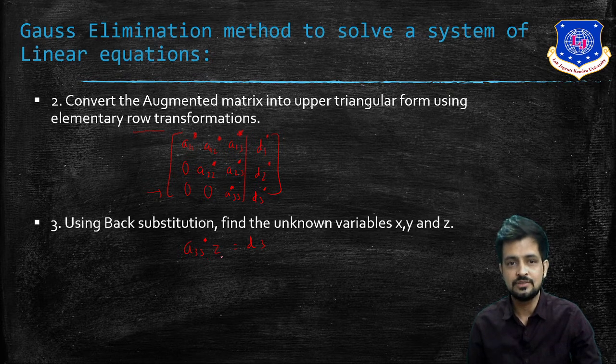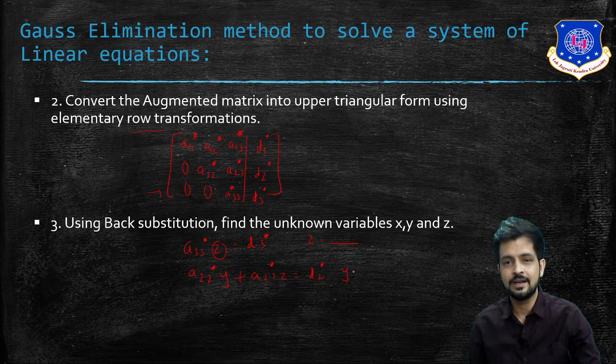Okay, and on the basis of this, you can find the value of Z. So we can find the value of Z from this. Then we can write the second equation like this: A22 star Y plus A23 star Z is equal to D2 star. Here also star will come. So by solving this, you can get the value of Y.